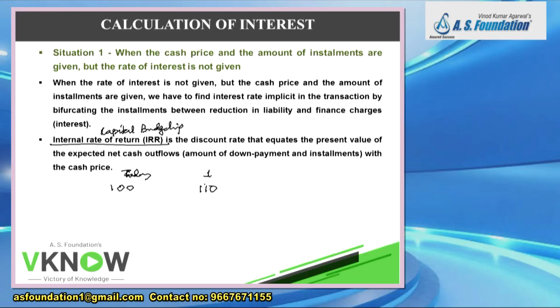It is like cash price and installment again, but this is only 1 installment here instead of 3. Can you guess the interest rate included here? 10%, so easy. Okay, I'll remove this. Suppose after 2 years you receive 121 rupees. Today you invest 100 rupees, after 2 years you will get 121. What is the interest rate included here? 10% again. That is IRR.